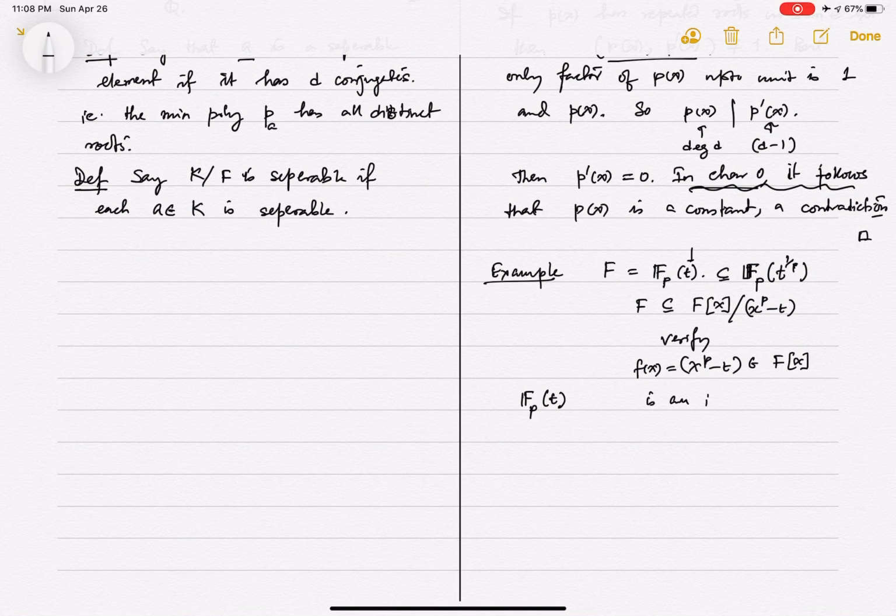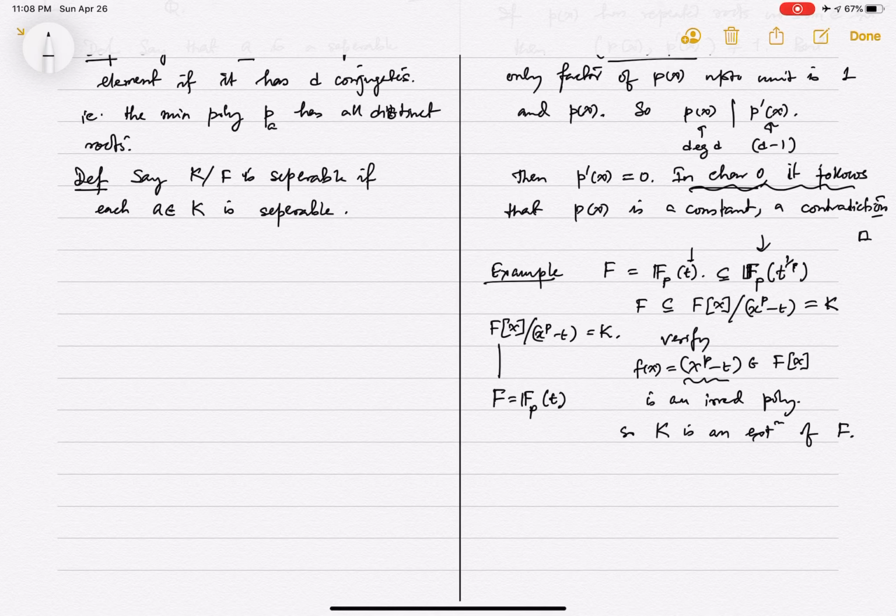So this guy K is an extension of F. And what it is, you're setting x to the p minus t equal to 0. So the image of x in K is the pth root of t. So that's why we write it like this, roughly. So this is your F anyway, and up here you have F[x] mod x to the p minus t. That's the extension you're looking at.